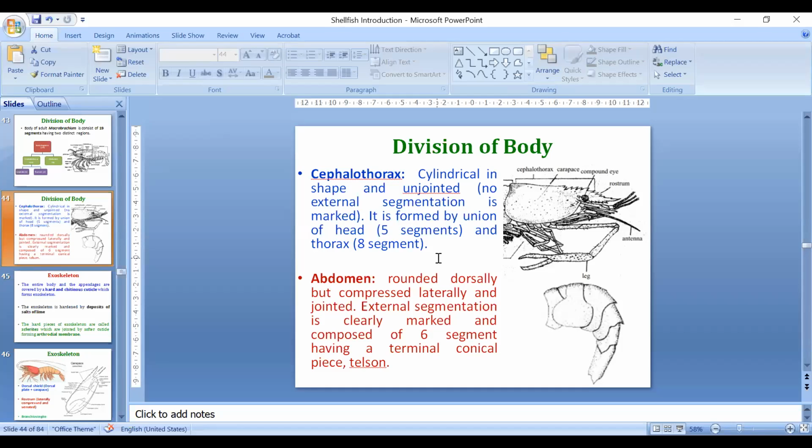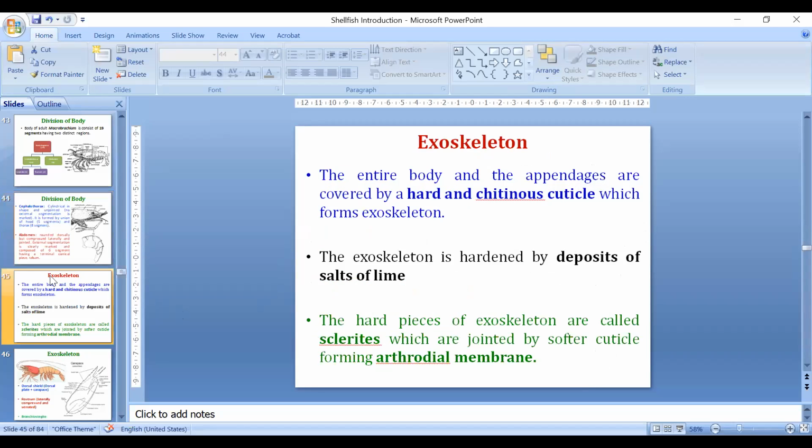Total segments 19: 13 cephalothoracic and 6 abdominal. Under the cephalothorax, 5 head and 8 thorax. Is it clear? Okay, so now we will see another feature, and that is the exoskeleton.